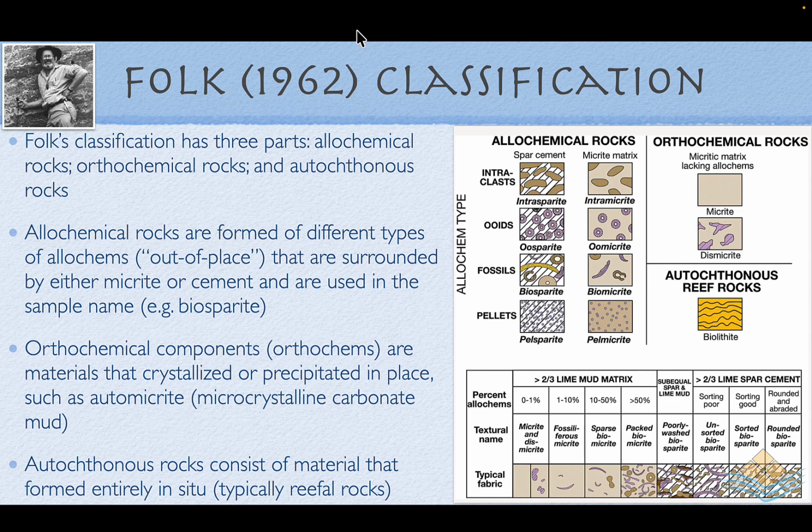Autochthonous rocks are rocks that are made of material that's formed entirely in situ. Typically, we're talking about some sort of reefal or biocohesive structure. That's the first level of classification, where he's looking at the nature of the rocks in terms of their allochems, in terms of whether they're formed in situ as autochthonous, or whether there's some level of recrystallization as we go from a micrite to a dysmicrite.